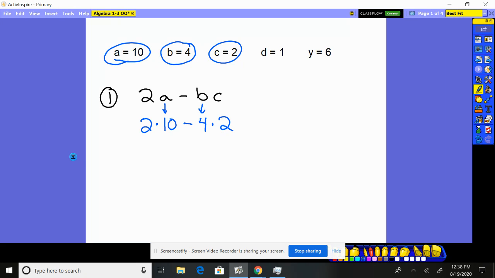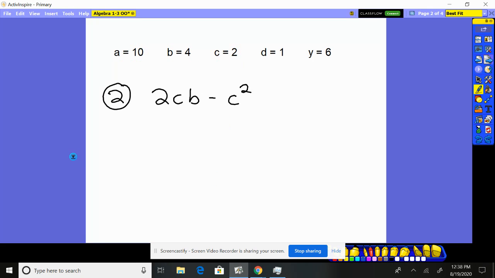Now we do have to remember our order of operations. In this case, we have a multiplication, a subtraction, a multiplication. Multiplication is more powerful. Well, which one do we do first? Well, we're just going to do them in the order in which they came, from left to right. So the first thing I'm going to do is 2 times 10, which is 20, minus 4 times the 2. Now I'm down to subtraction, multiplication, so I'll do that 4 times 2, so 20 minus 8, and 20 minus 8 ends up giving us 12.